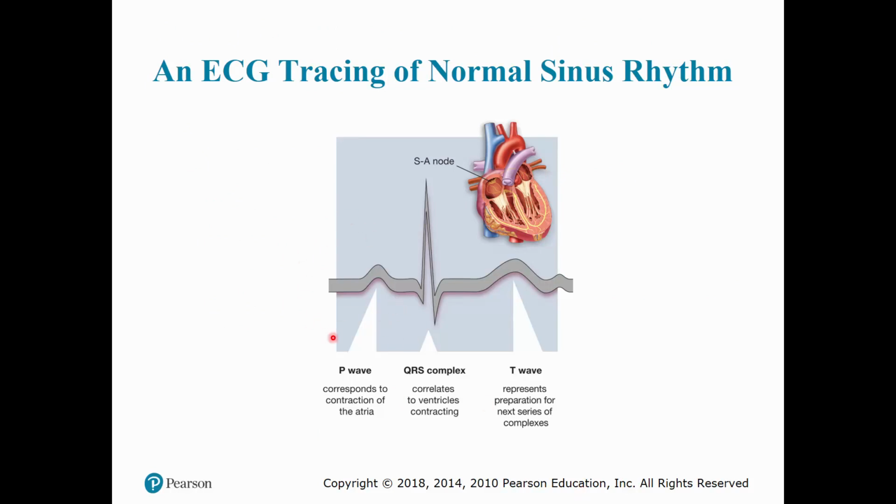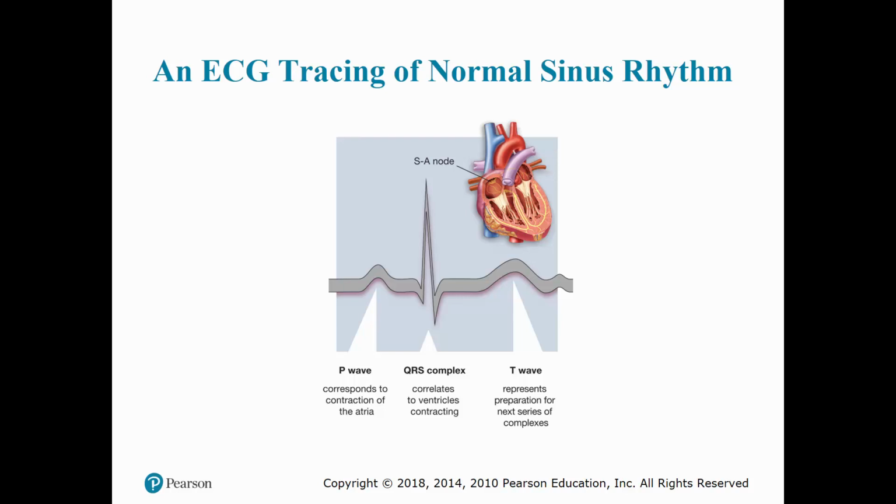Now, the P wave is the first waveform on an EKG and represents the depolarization or contraction of your atrium. The QRS complex is the second waveform and represents the depolarization or contraction of the ventricles and the main contraction of the heart. The T wave is the third waveform and represents the repolarization or relaxation of the ventricles. The atria also have a repolarization wave, but it's usually hidden within the QRS complex. If you see this wave, it could be indicative of some type of issue within the heart.